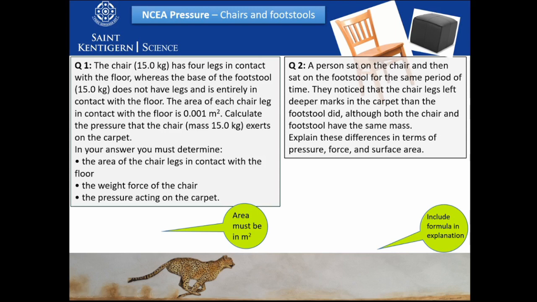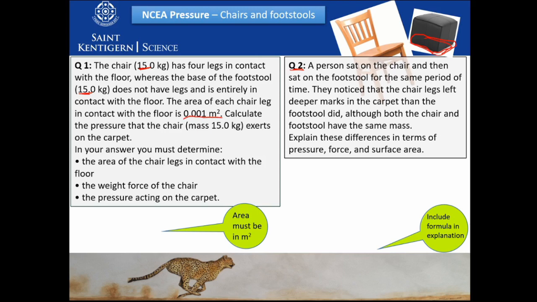The chair of 15 kilograms has 4 legs in contact with the floor. The mass is 15 for the chair, the mass is 15 for the footstool. And you can see the footstool in comparison has got a very big surface area that it's resting on. So that means that the weight force of that footstool is being spread more evenly, and consequently the pressure is a lot less. But we'll get to that in the second part. So the area of each leg in contact with the floor of the chair is 0.001.